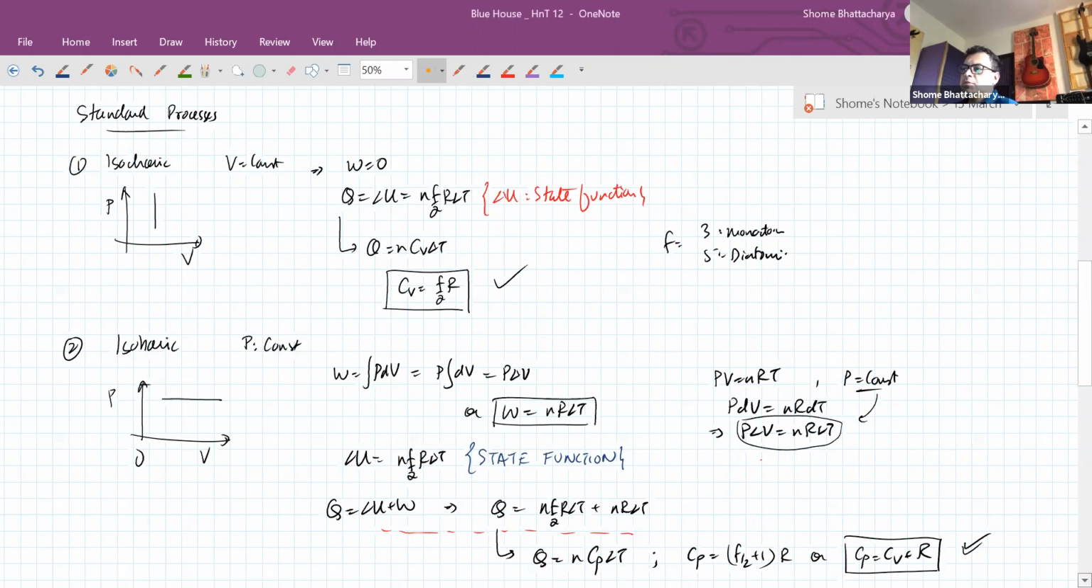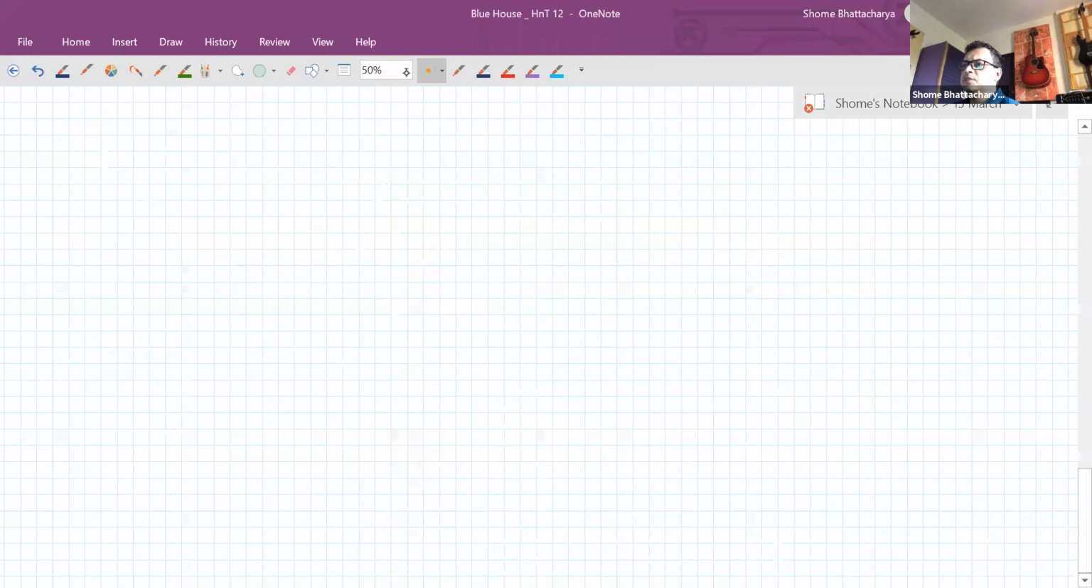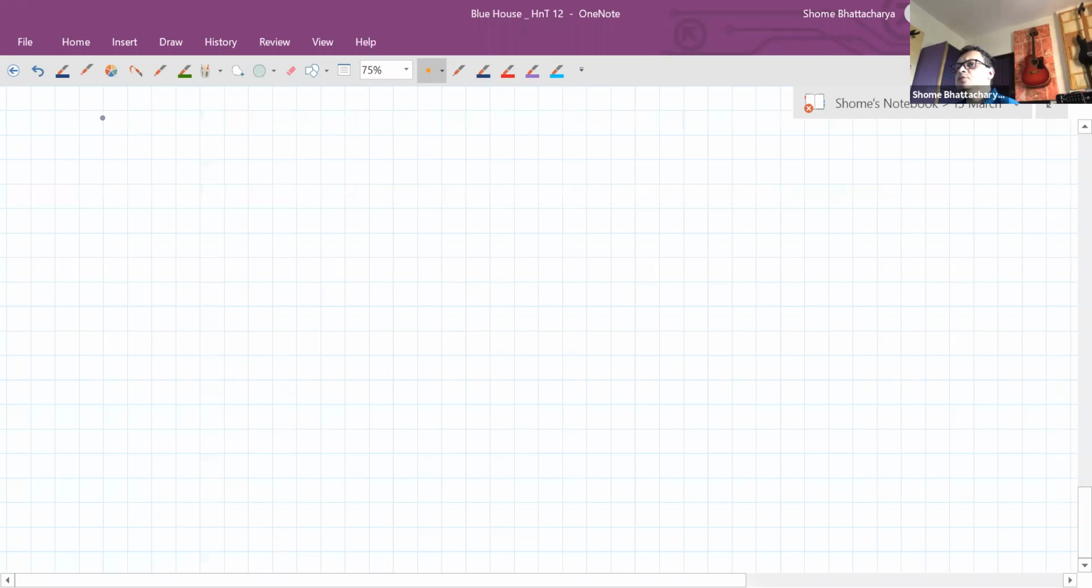Okay, so I'm just moving on to the next section now. Make sure you just understood this. If there's any doubt, ask me, because otherwise it's there in your notes for the previous lecture. Now the next two processes were isothermal and adiabatic. So isothermal is one where temperature is constant.